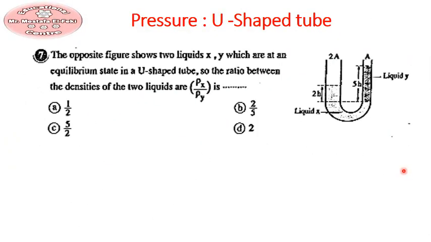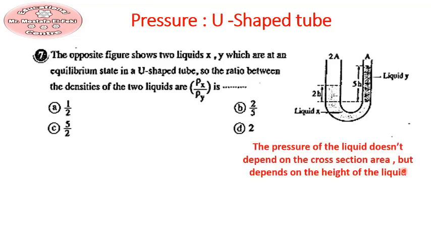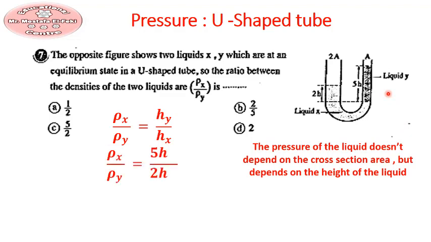The opposite figure shows two liquids X and Y, which are at an equilibrium state in the U-shaped tube. So what is the ratio between the densities of the two liquids, rho X divided by rho Y? At first, the relation: since the pressure isn't affected by the cross-section area, but depends on the height, then rho X divided by rho Y equals H of Y divided by H of X. From the figure, the height of Y is 5h and the height of X is 2h. Then the ratio is 5 over 2.